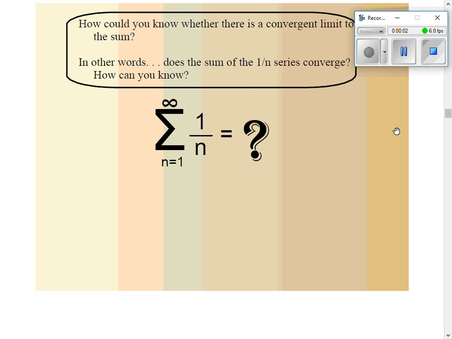Okay, we are in chapter 7, which is, what is this called? Alternating series and other tests. Day number 1 on the integral test. Okay, so I want to start with this thing.